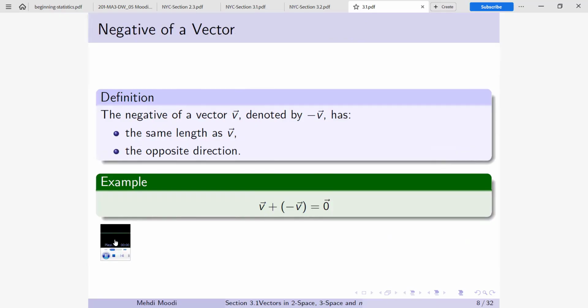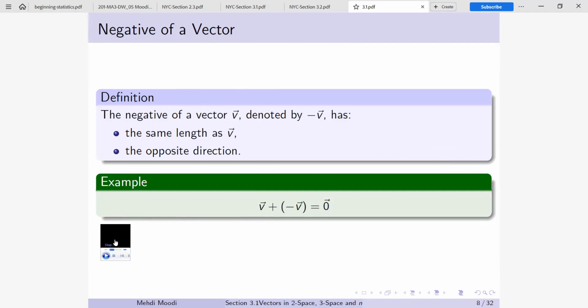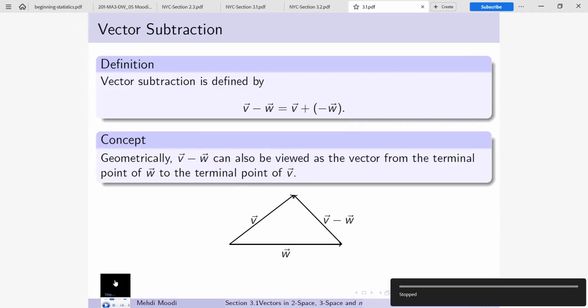The negative vector cancels the original vector. Same size, opposite direction. Like two equally stubborn people pulling in opposite directions and getting nowhere. Subtraction means add the opposite. Geometrically, it also tells you how to get from one vector endpoint to the other.